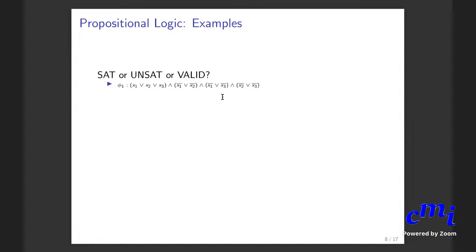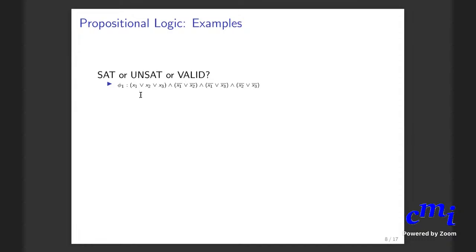Take this. Is it satisfiable? Anyone? Recall what satisfiability means. It means that there is a truth value assignment to the propositional variables that makes this thing true. It looks like it's unsatisfiable, but I'm not sure. X1, X2 being false and X3 being true, I think this works.